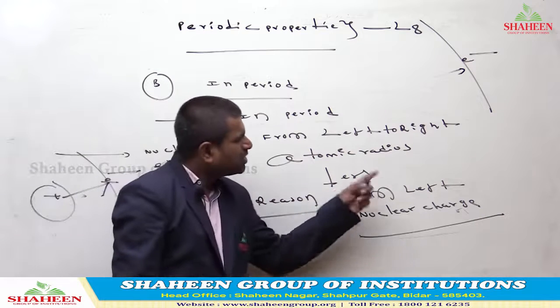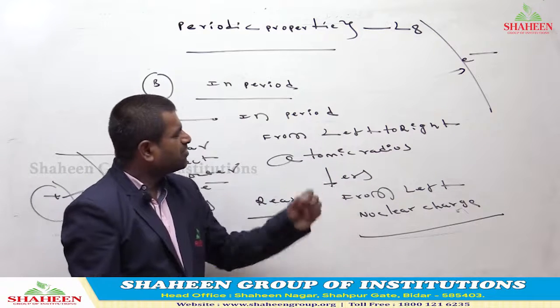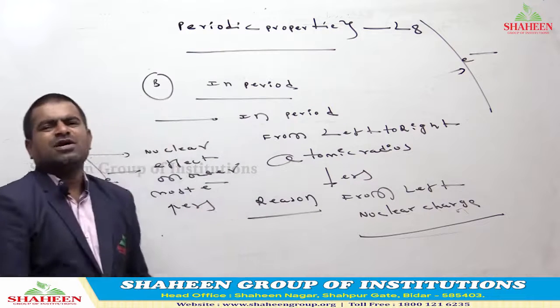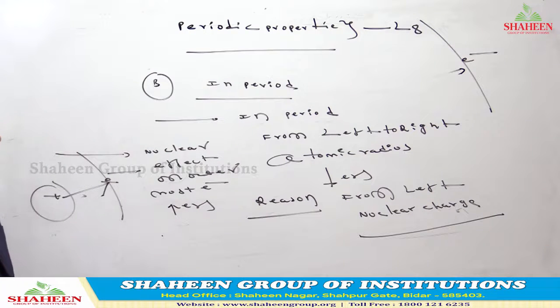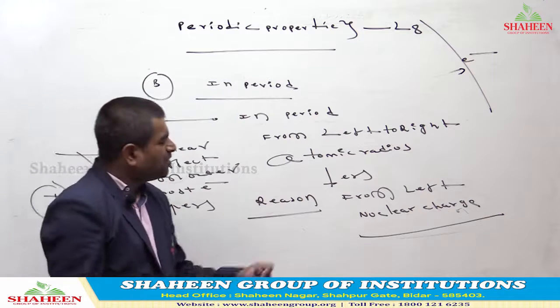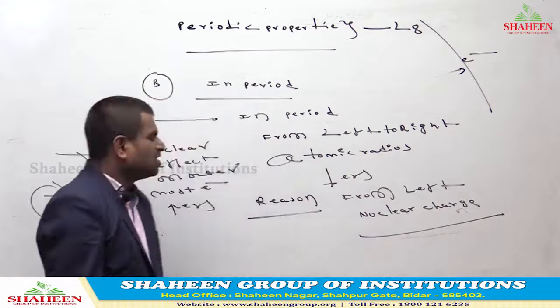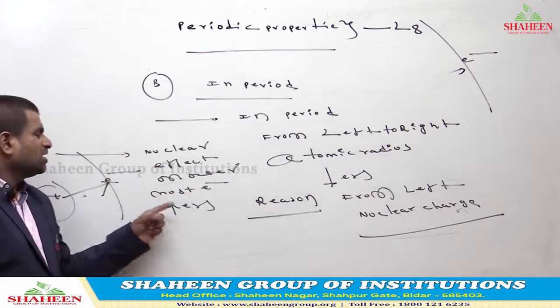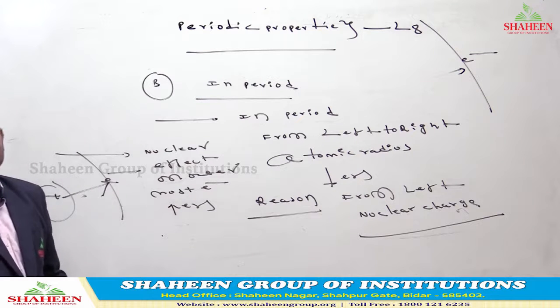When we move from left to right in a period, atomic radius decreases. Why does atomic radius decrease in a period? The reason is that moving from left to right, nuclear charge increases. Once nuclear charge increases, the nuclear effect on the outermost electron increases. Therefore, atomic radius decreases.